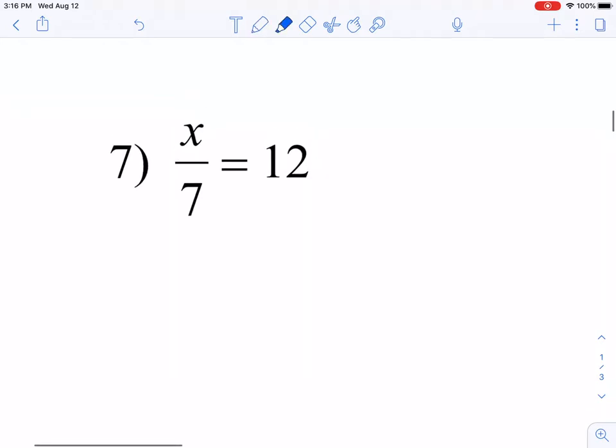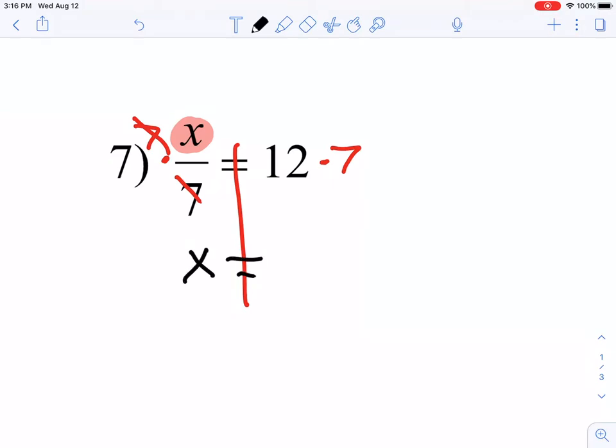Okay, on this one, I need to get x by itself. It is being divided by 7 right now. It's being divided. This says x divided by 7. So in order to get rid of a number that is dividing, I need to multiply it to both sides. That cancels, a 7 that's multiplying cancels out or undoes a 7 that's dividing. And that means that x is now by itself. And then on this side, we are going to multiply this out. So we'll do 12 times 7, which is going to give us 84.